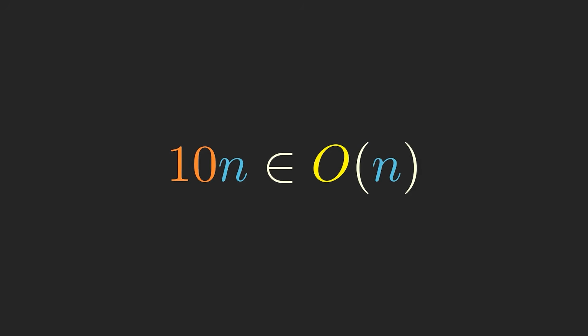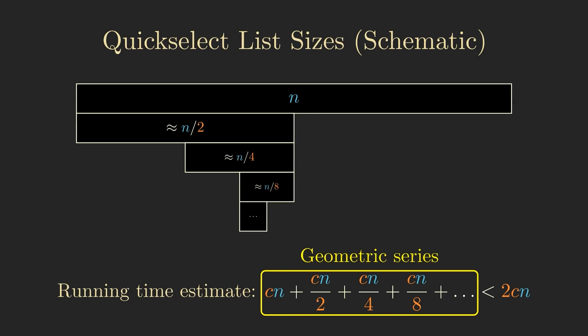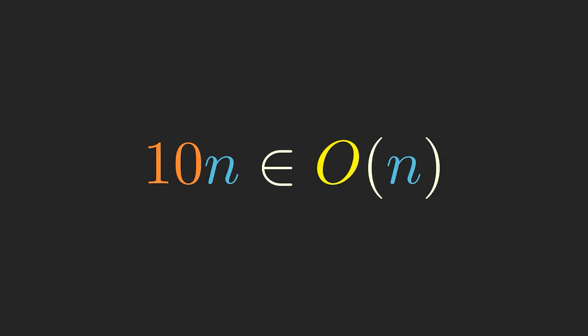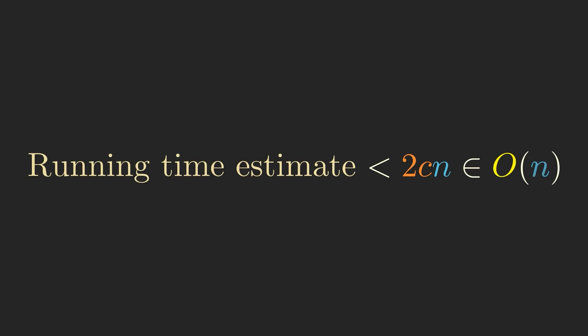Mission accomplished. We now have a fast running time, just like we did for Quickselect, but this time it's completely guaranteed, even in the worst case, whereas with Quickselect, O of n was just the expected running time.